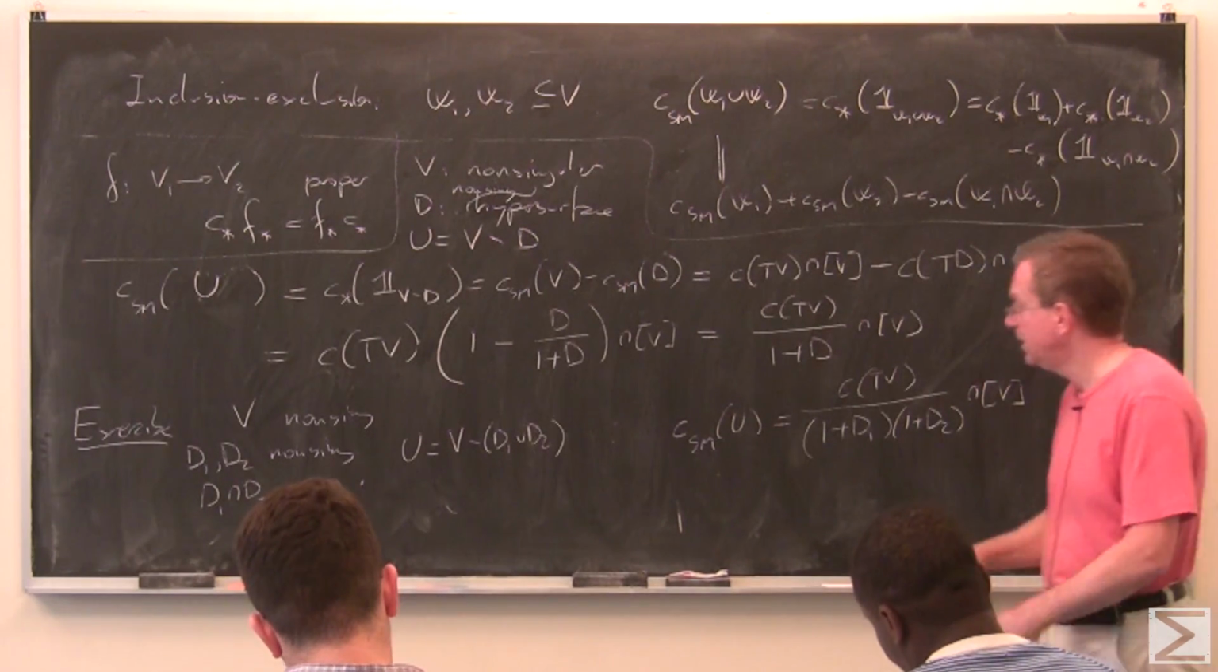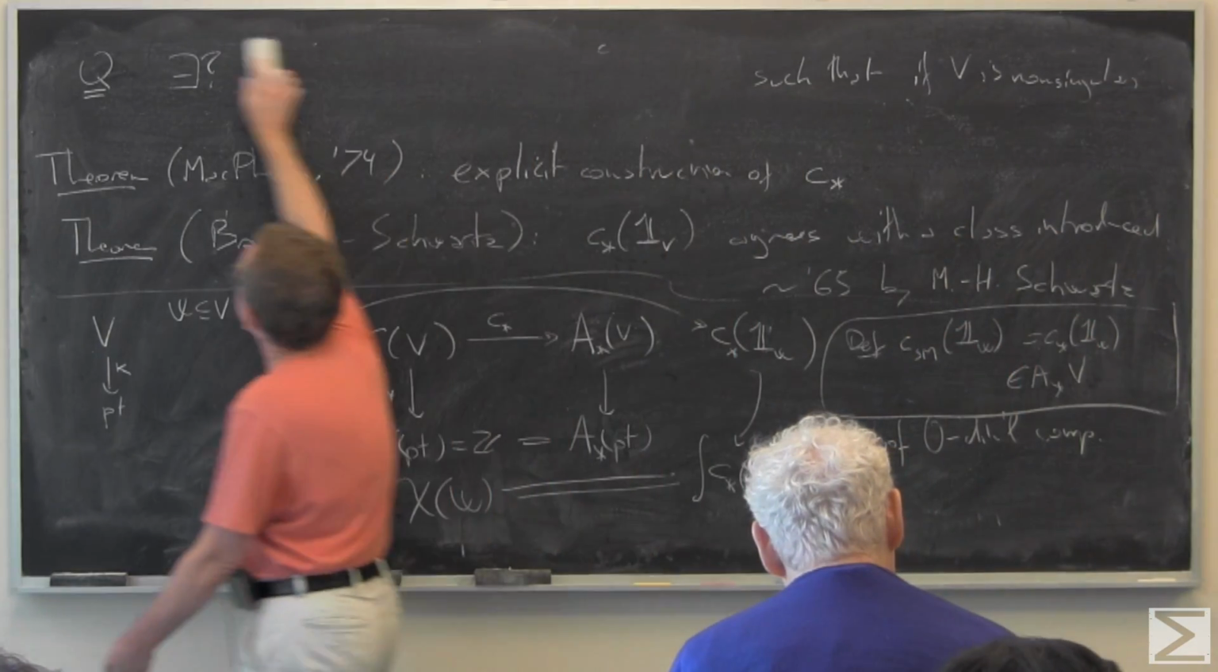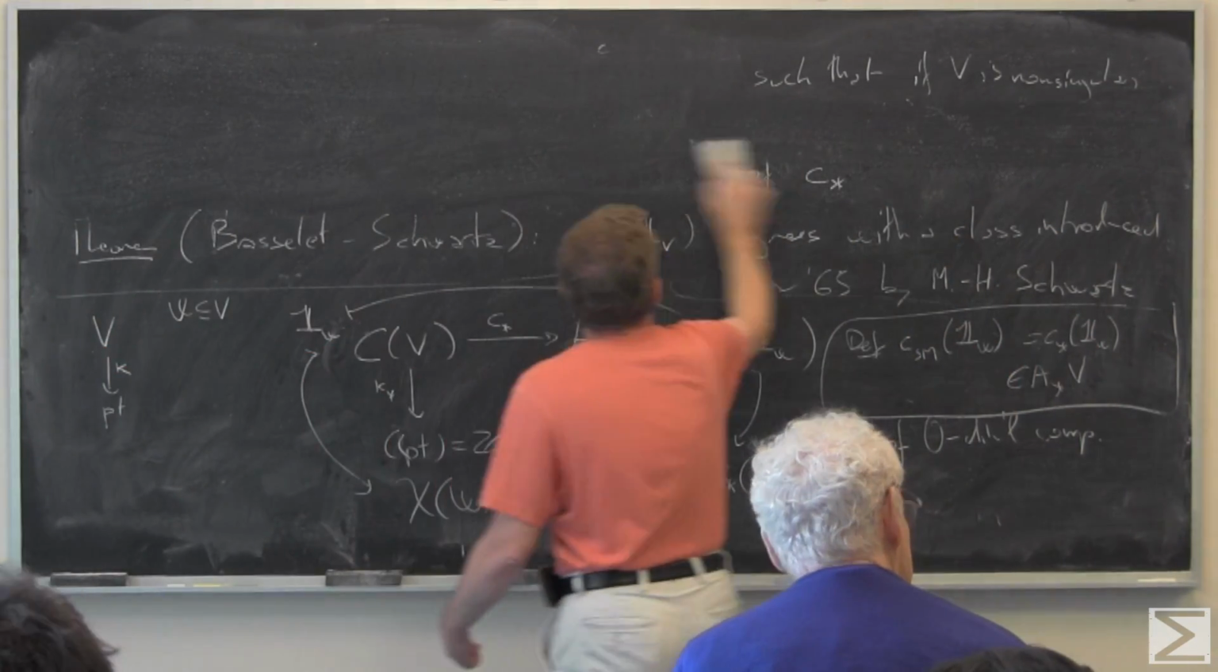Which is kind of pleasant. That's exercise number 1. Of course, exercise number 2 is to generalize it to arbitrarily many components.